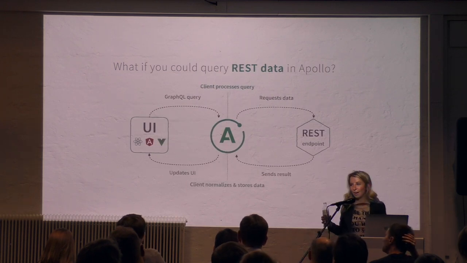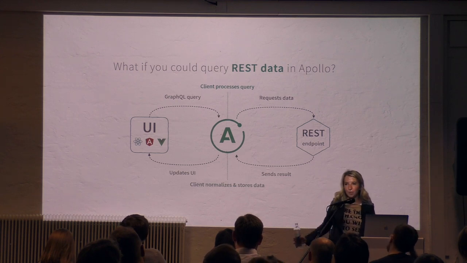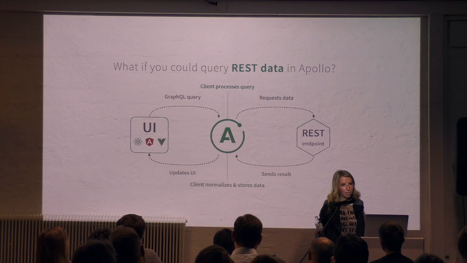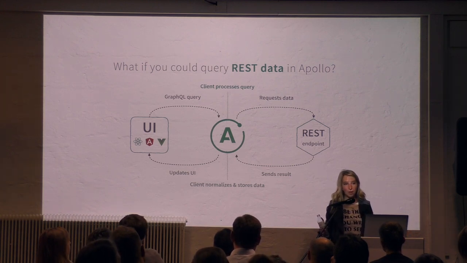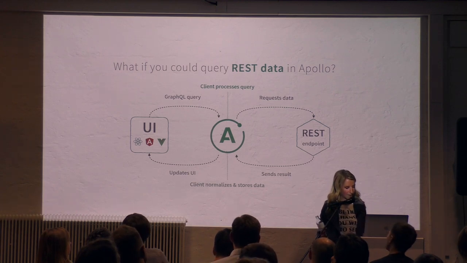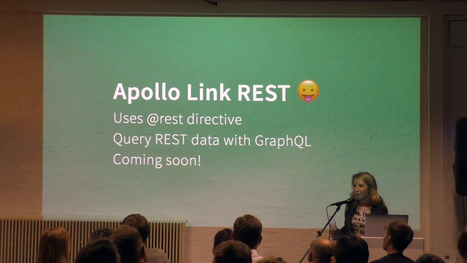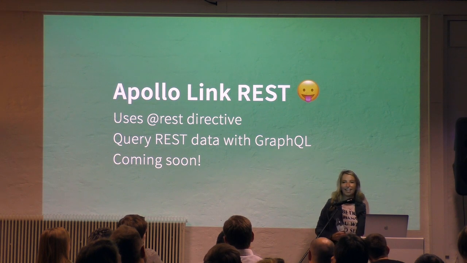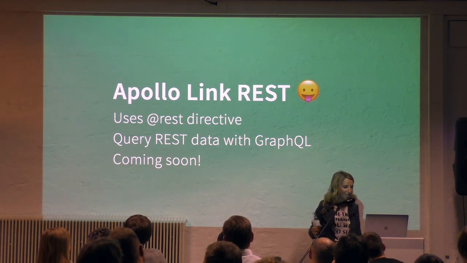So, okay. We're querying local data in Apollo, but what if you could query REST data in Apollo? I mean, it's not that crazy. Most REST endpoints can send back JSON, so we should be able to use GraphQL to query those as well without some sort of GraphQL server on top of it. So that's why we're introducing Apollo Link REST. And this sounds like some sort of horse JS, like I'm trolling you guys. It's very weird that the GraphQL company is putting out a REST link.